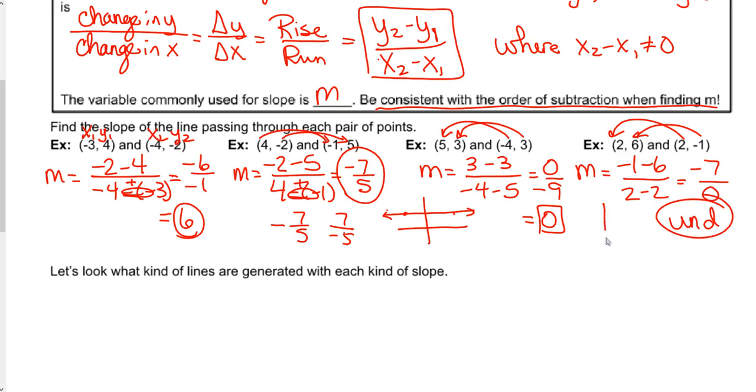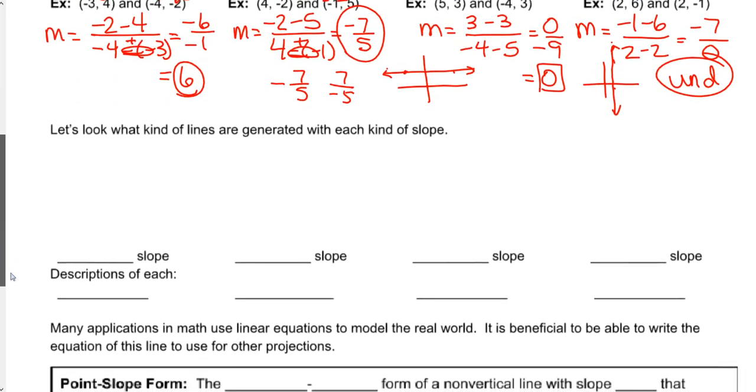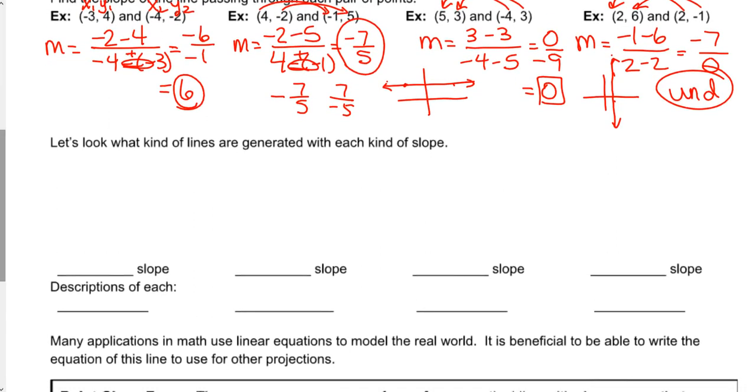Now, if we somewhat graph these points, this is the slope of a special line. If I go 2, 6, say it is right there, 2, negative 1 is about there. That is a vertical line this time. So when we allude to the next little section, let's look at what kind of lines are generated with each kind of slope. So the first one we had was a positive slope.